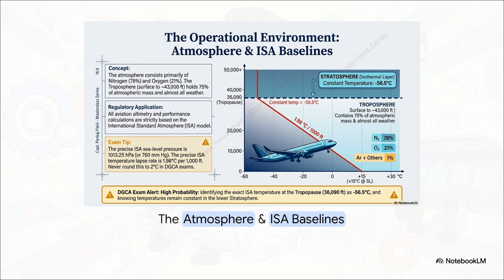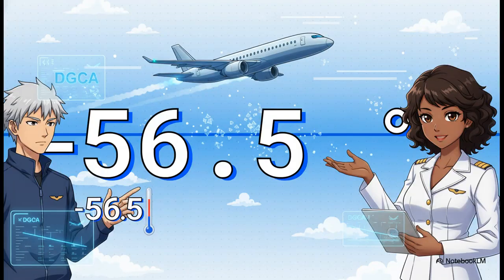And listen up, here's a huge DGCA exam tip for you. The ISA temperature lapse rate is exactly 1.98 degrees Celsius per 1,000 feet. Never, and I mean never, round this up to 2 degrees on your exam paper. The examiners are specifically testing your precision here. Now, I need you to memorize this exact number.